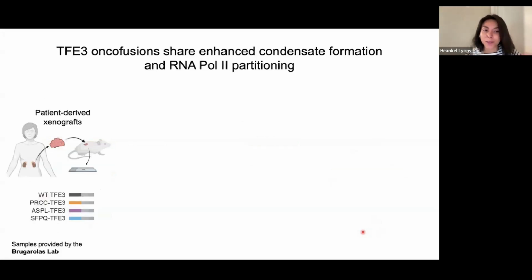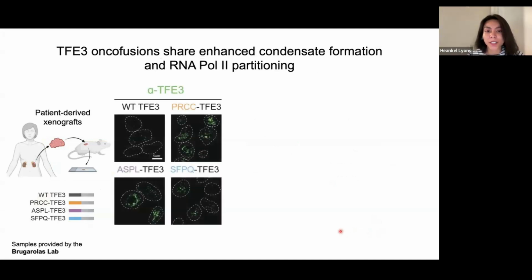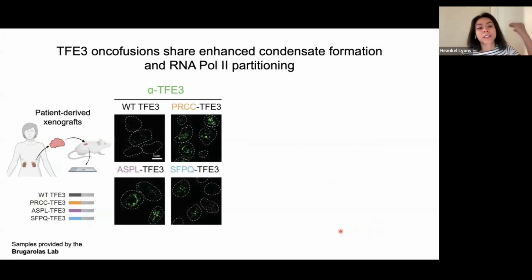So one of the first steps was to corroborate that these oncofusions were forming condensates. And so with collaboration with the Bronger lab, I obtained patient-derived xenograft samples that contain either the wild-type TFE3 or one of the oncofusions that we're studying here. I'm showing you immunofluorescence for the wild-type TFE3 or for the oncofusions. And so you can see how the oncofusions have an enhancement in condensate formation. And so we verified this in different ways.